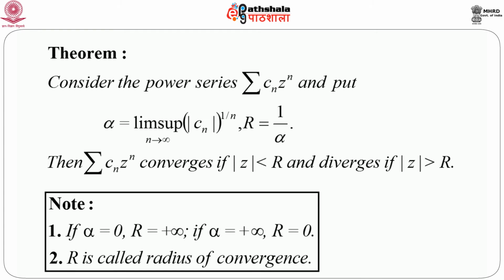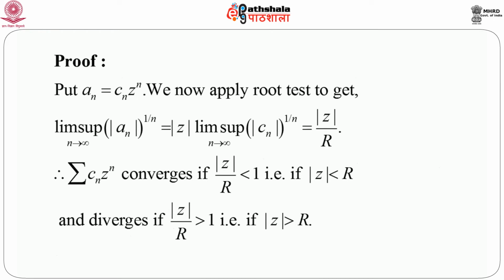Note that if alpha equals 0, capital R equals plus infinity, and if alpha equals plus infinity, capital R equals 0. So this R is the radius of convergence. In case alpha equals 0, the entire positive half, this entire length, the radius of convergence, is actually infinity. R is called the radius of convergence. I will end this talk with an outline of this proof and a few examples.